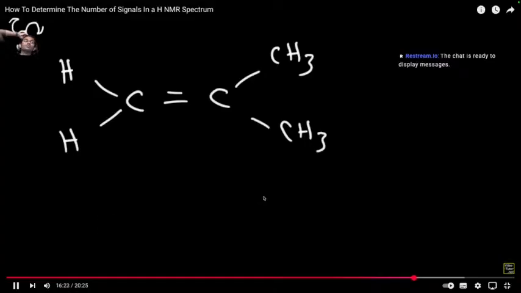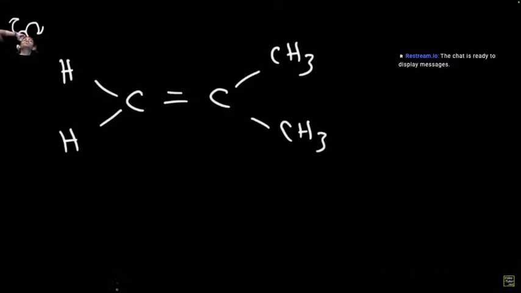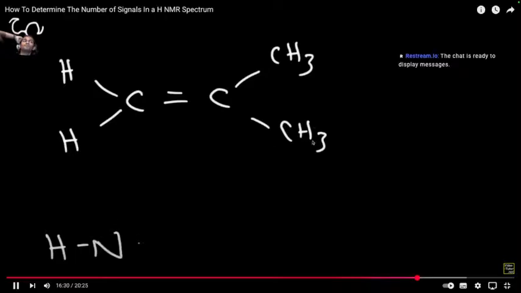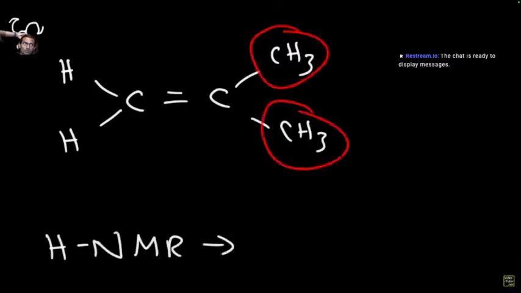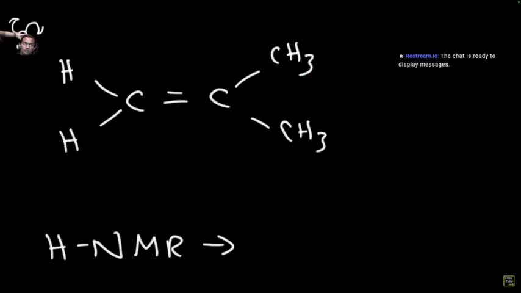So how many different signals should we expect in the HNMR spectrum for that molecule? What would you say? 2. So these two methyl groups, are they identical? Now remember, if you have a carbon-carbon double bond, there's no free rotation. So those two methyl groups are identical. They have the same exact chemical environment.